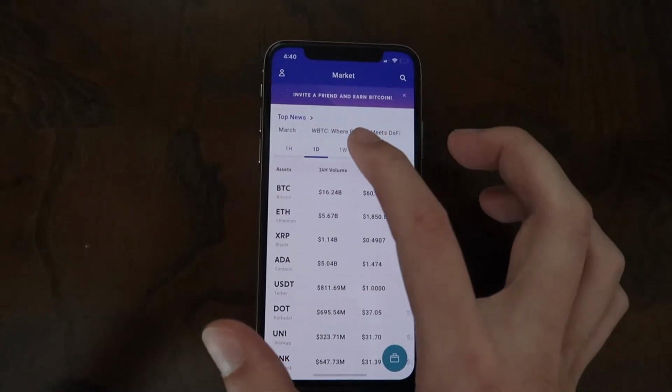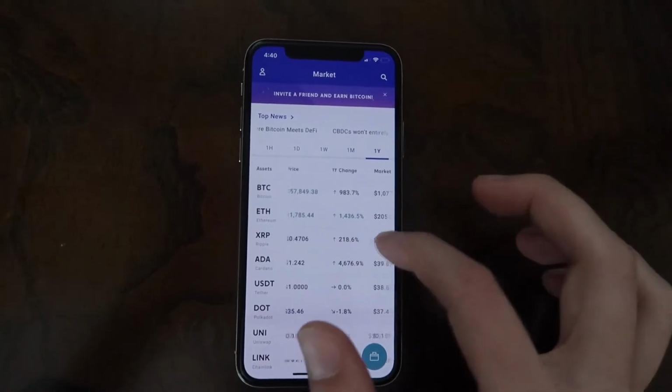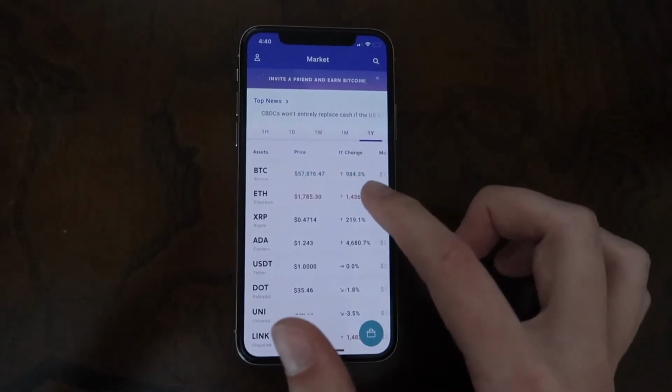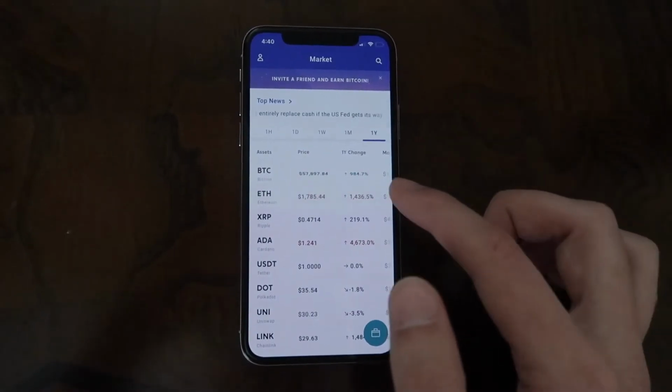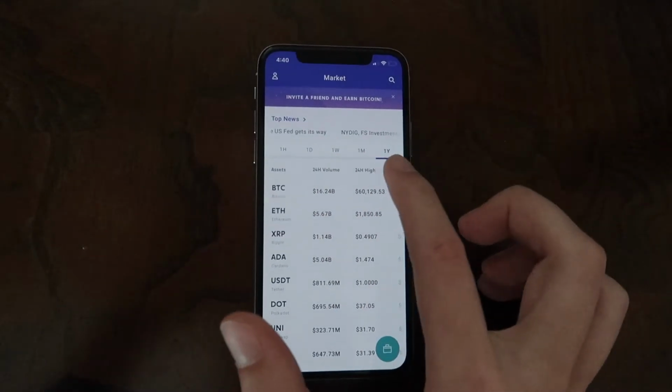You guys can see the 1 day, 1 week, 1 month, and 1 year of these cryptos. So you guys can see the change. As you guys see there, the yearly change is about almost 100% on Bitcoin and 1,500% for Ethereum. So you guys can look at it from just the top here.